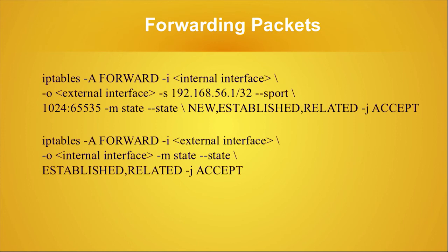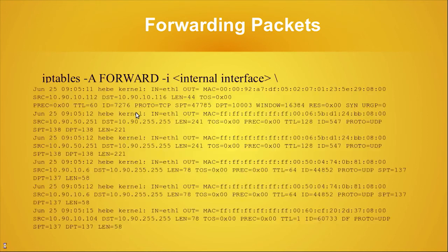So, if you want to forward packets, here is an example. It can forward a packet from the internal interface to an external interface. The source address is whatever is given, the port addresses are from 1024 to 65535, and the states that you want to have are new, established, related. When you get all these states, you just go ahead and accept and forward it.